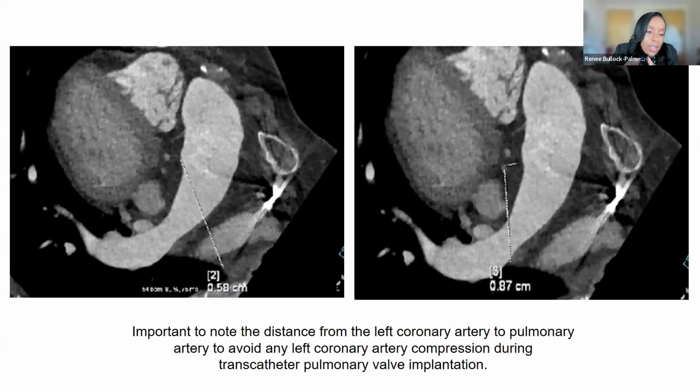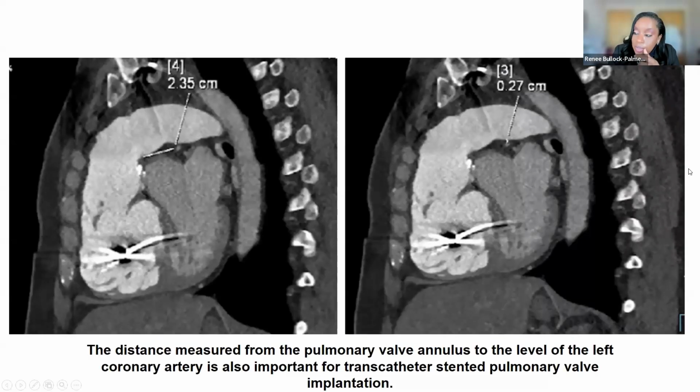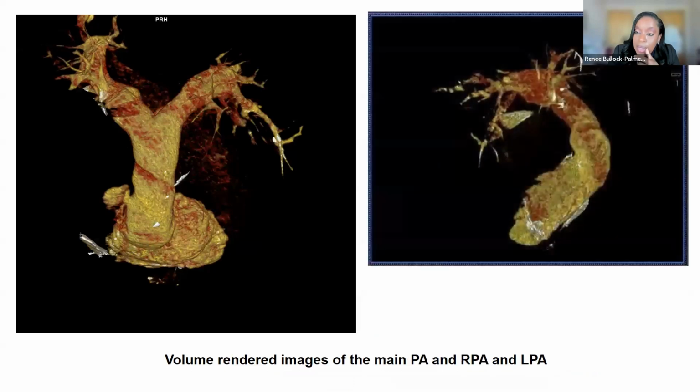So sometimes you have to even put a wire down into that left main to make sure that if they get into trouble, they can easily deploy a stent, and of course to make sure that the size of the valve is adequate, but not to the level that will end up compressing the coronary. So these are some of the important things to consider when we're looking at these patients.